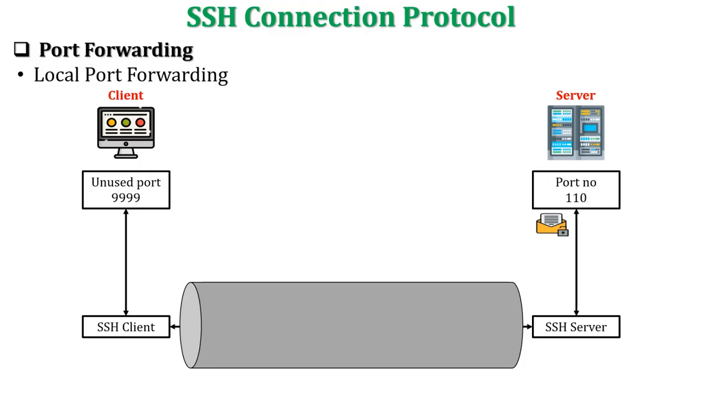And the same scenario at the server side. If the server wants to transfer data from server to client, first of all, the server sends data to the SSH server from port number 110 and the SSH server will encrypt that data. Then the SSH server sends this data to the SSH client through the tunnel. After receiving encrypted data from the SSH server, the SSH client will decrypt that data and send it to the unused port 9999. And finally, the client will receive that data from the unused port 9999. So this is all about local port forwarding in the SSH Connection Protocol.